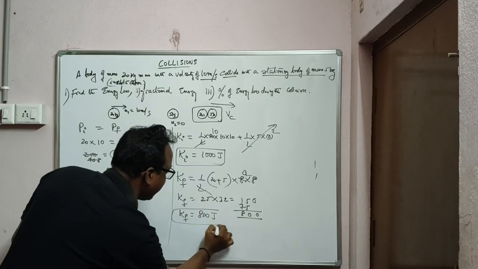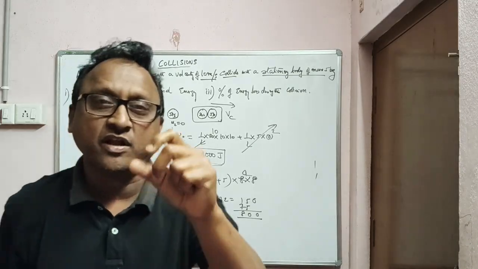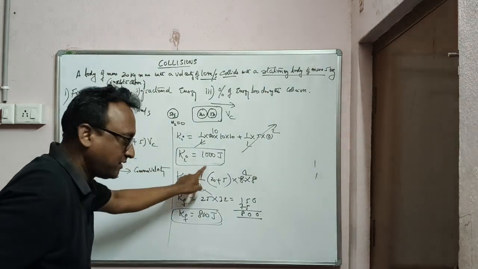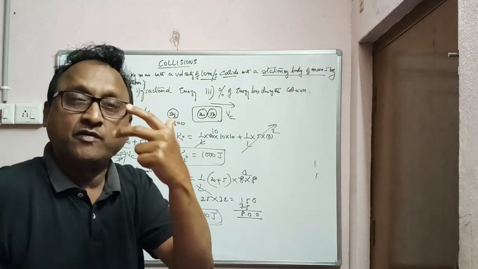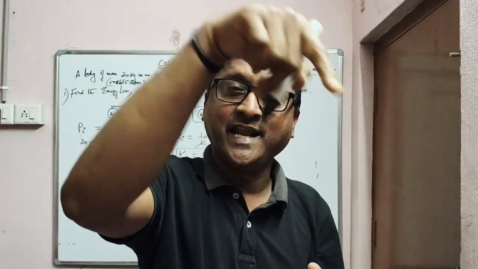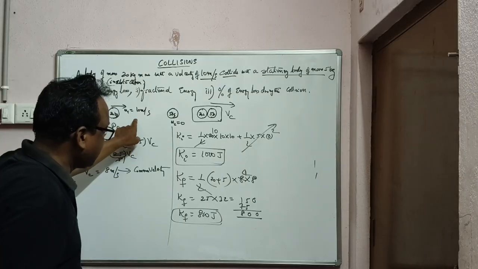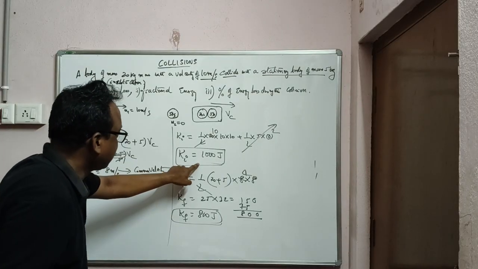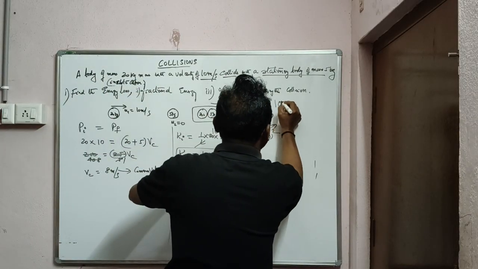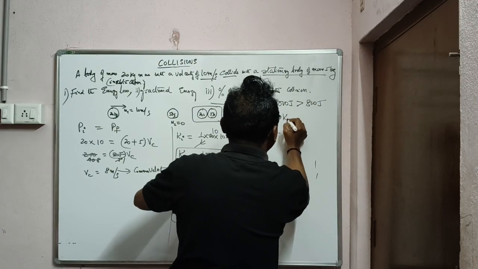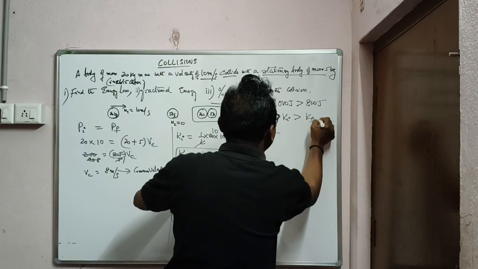So what is the final kinetic energy? 800 joules. See, which energy is greater, initial or final? Initial, because initial is 1000 joules, final is 800. Therefore our concept is right. During inelastic collision there is energy loss, and always the kinetic energy initial is greater than final. You can see 1000 joules is greater than 800 joules. So KE initial is greater than KE final.